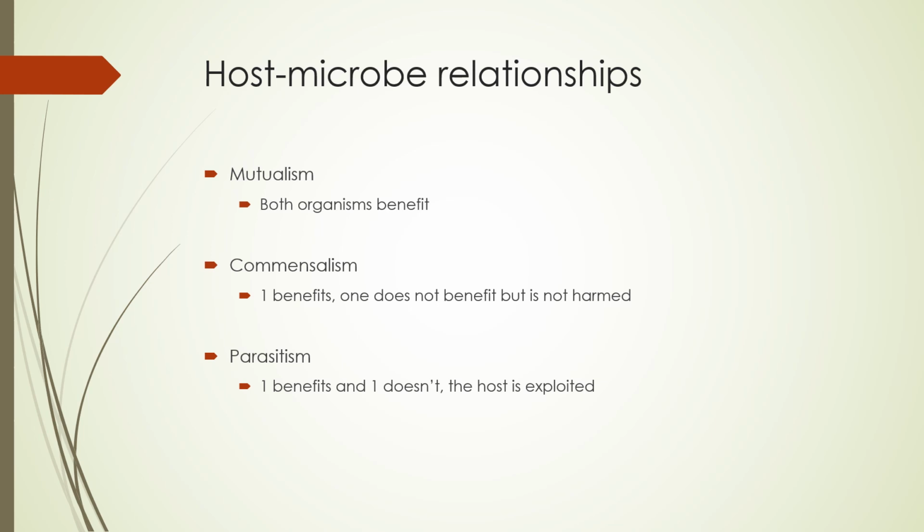So there are a number of relationships that microbes can have with their host. One is called mutualism, one is called commensalism, and one is called parasitism. In mutualism, both the organism and the host benefit. In commensalism, one benefits, but the other is not harmed. And then in parasitism, one benefits and one is harmed.